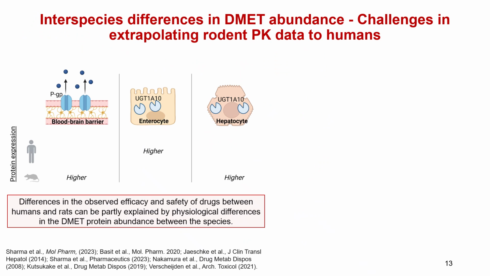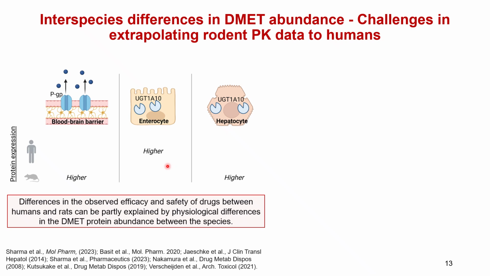So I want to illustrate the interspecies differences in the DMET abundance, just to highlight some of the proteins which are different between rats and humans. For example, the PGP transporter is an efflux transporter. One of the sites where it's majorly expressed is the blood-brain barrier, and it's higher in rats as compared to humans. So while using a rat model for testing drug efficacy, it can lead to lower brain concentrations in rats as compared to humans.